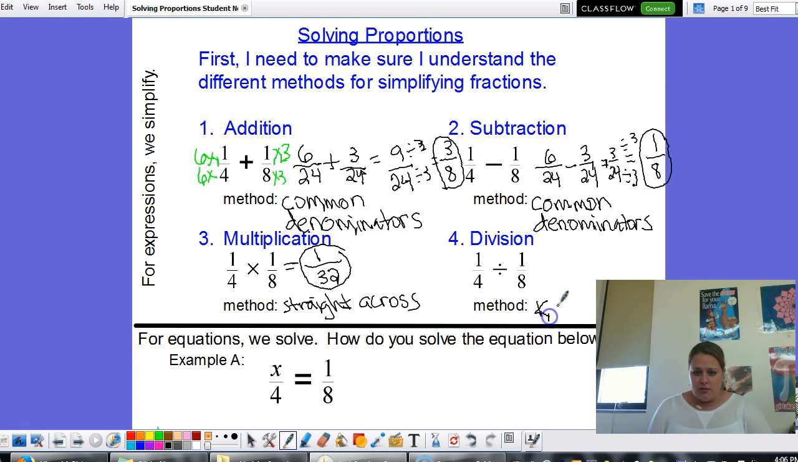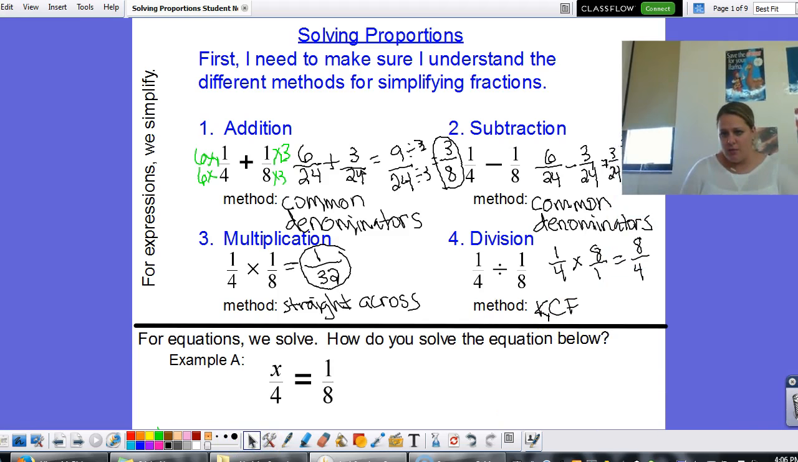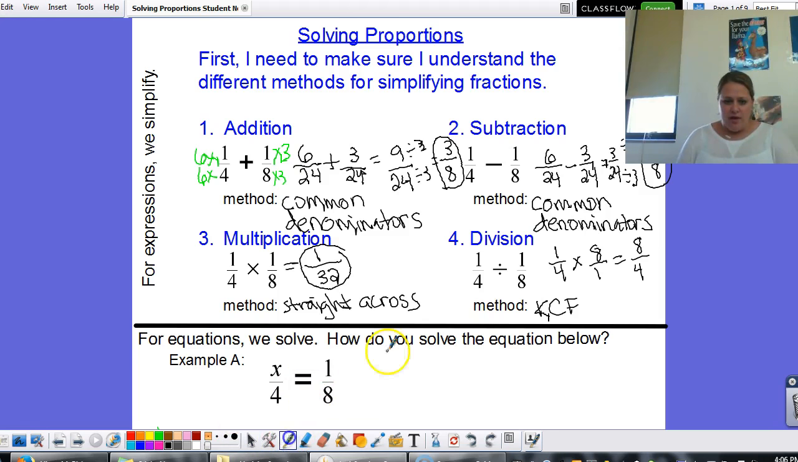Dividing, I want to keep, change, flip. Dividing of fractions is the same thing as multiplying by the reciprocal. Then I treat it the same as multiplication and go straight across. 1 times 8 is 8. 4 times 1 is 4. 8 divided by 4 then is 2.